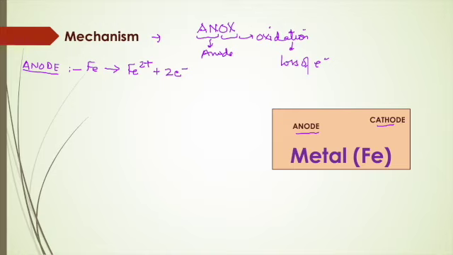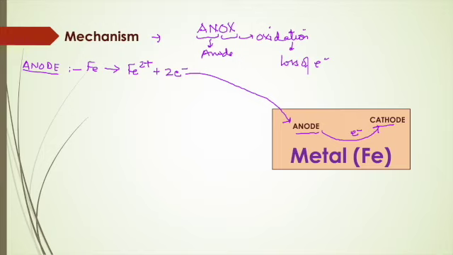Now at anode actually this reaction is happening over here at the anode. और यहाँ से जो 2 इलेक्ट्रॉन निकलते हैं, these 2 electrons they travel to the cathode with the help of the conducting medium. Okay, now it is the turn of the cathode to make use of those electrons.